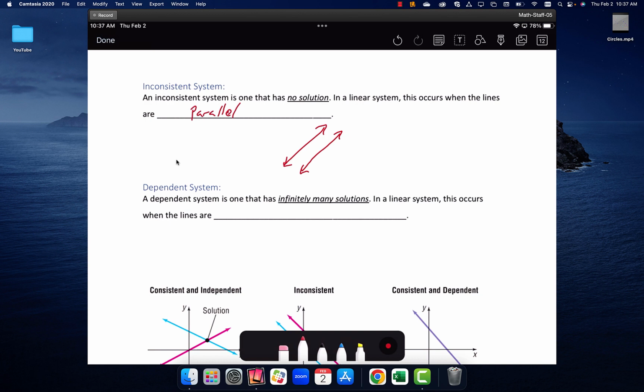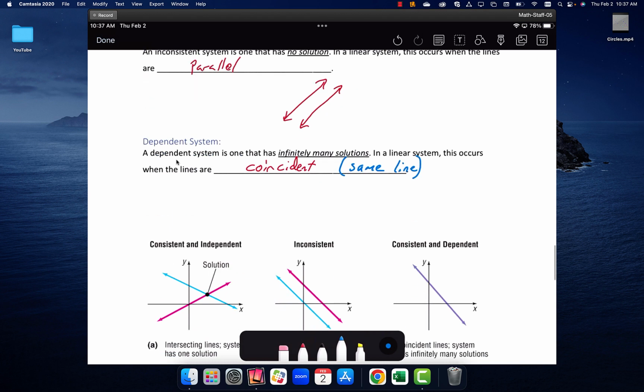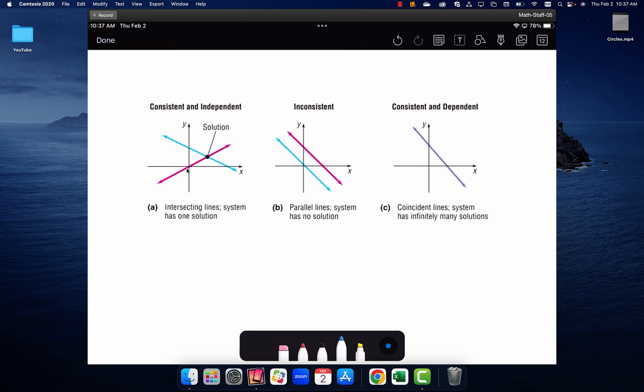A dependent system is one that has infinitely many solutions. In a linear system, this occurs when the lines are coincident. That's just a fancy way of saying the same line. So looking at the graphs here, this is what we've been seeing. We've been seeing a system where the two lines intersect at a single solution. And for your homework and the test, quiz, this is what you'll see most often. But do be aware that there are other situations where the lines never intersect, therefore there is no solution. Or you could have two lines that are the exact same line, meaning they intersect an infinite number of times. If that's the case, we say that it has infinitely many solutions, or the lines are coincident.